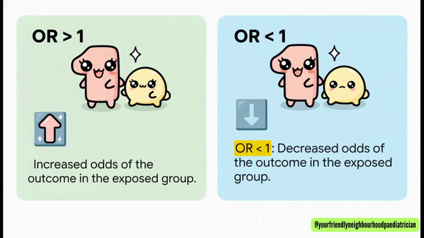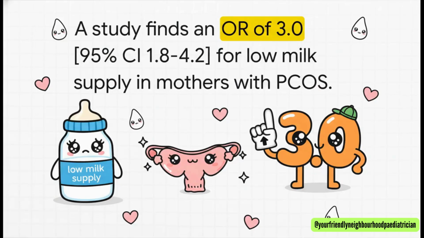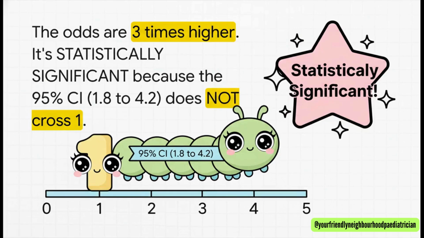If the odds ratio is bigger than 1, that means there are increased odds of something happening. If it's less than 1, there are decreased odds. That's it. Let's try it out. So, a study on PCOS and milk supply finds an odds ratio of 3.0. Okay, stop right there. 3 is obviously bigger than 1, so right away we're thinking increased odds. So what does this tell us? It means the odds of having low milk supply are 3 times higher for these moms.